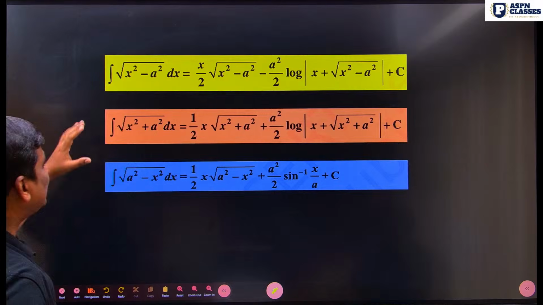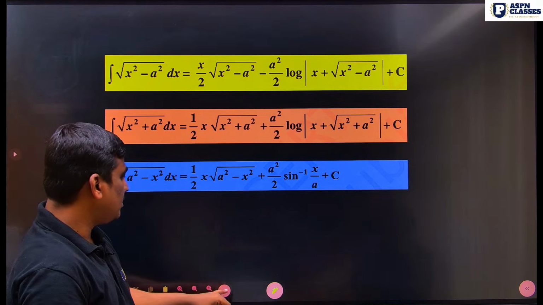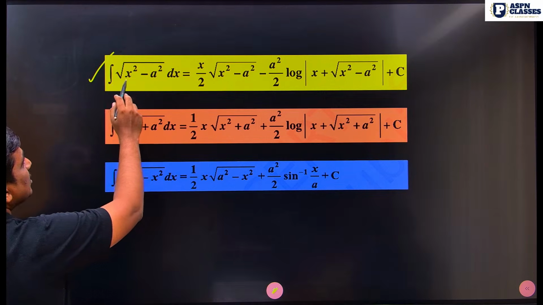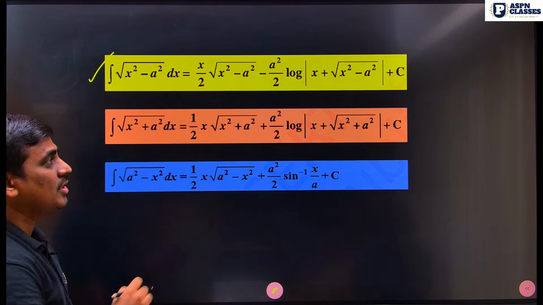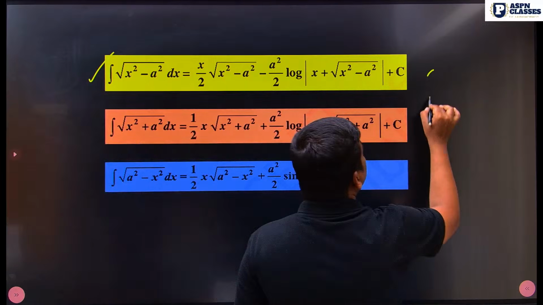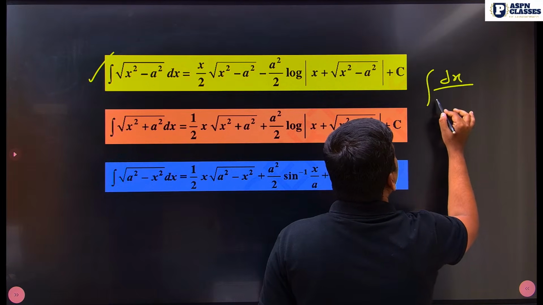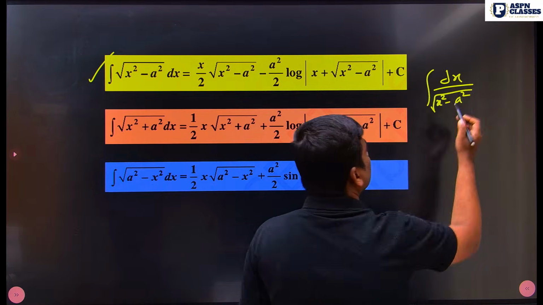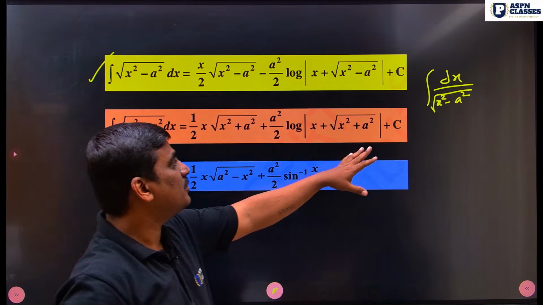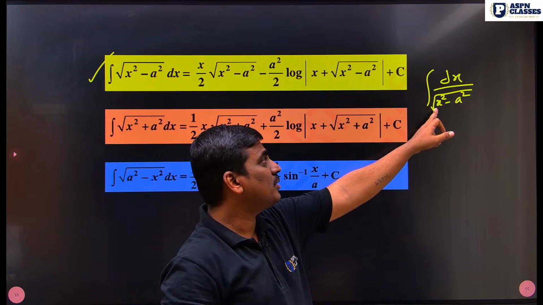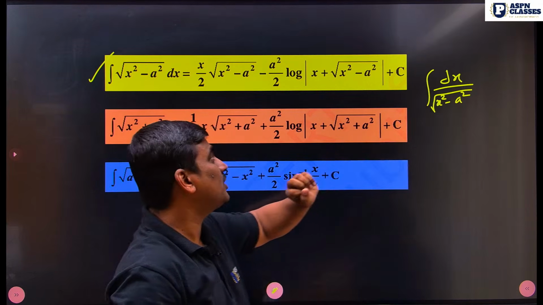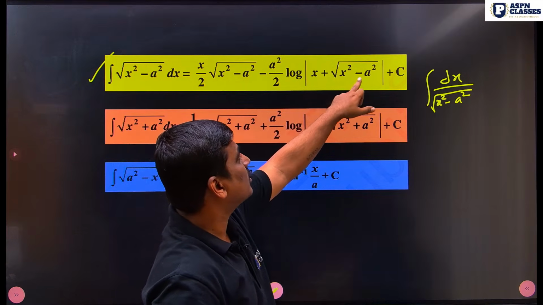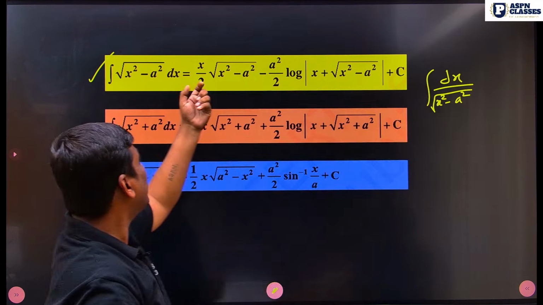Okay, so these 3 are the very important results for formulas. First one, integration of square root of x square minus a square. So already you know that integration of dx divided by square root of x square minus a square, discussed in the previous classes. What is the formula? You just observe here: log of mod of x plus root of x square minus a square, the same formula. So an extra result will be there.